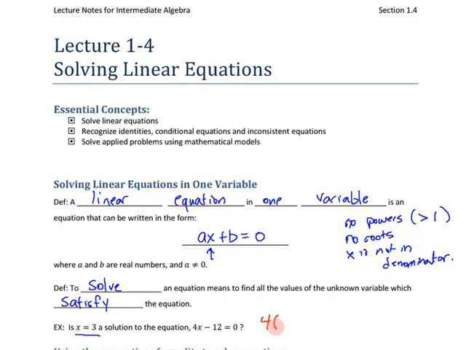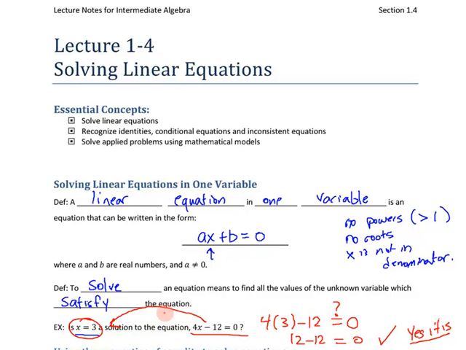You plug it in. Say 4 times 3 minus 12. Is that equal to, and I'll put a question mark over the equal sign to say we don't know yet, 0? Well, clearly 4 times 3 is 12, and 12 minus 12 does equal 0, so yes, it is. It satisfies the equation because when I plug it in, the equation is true. 12 minus 12, or 0, equals 0. That's what we mean by a solution. Now, how do I go from this to x equals 3 is the question.